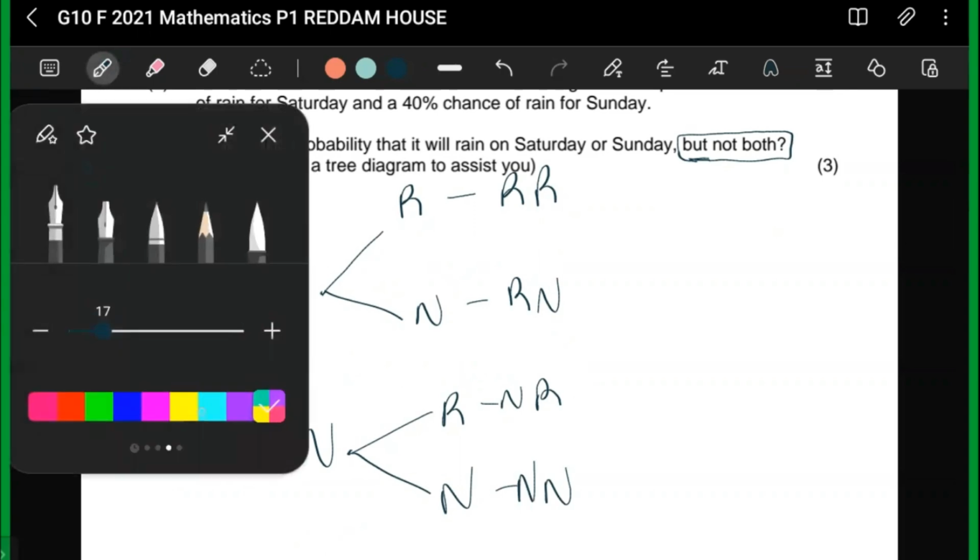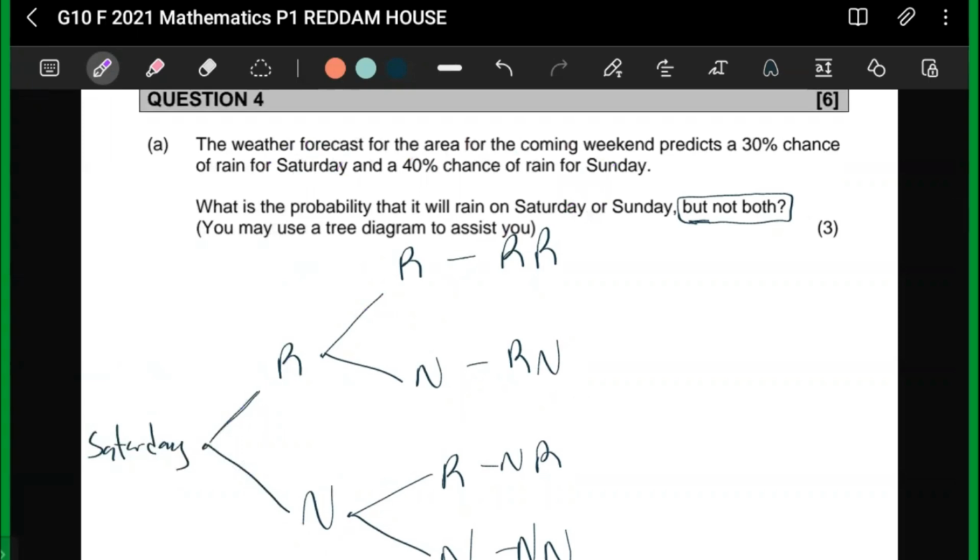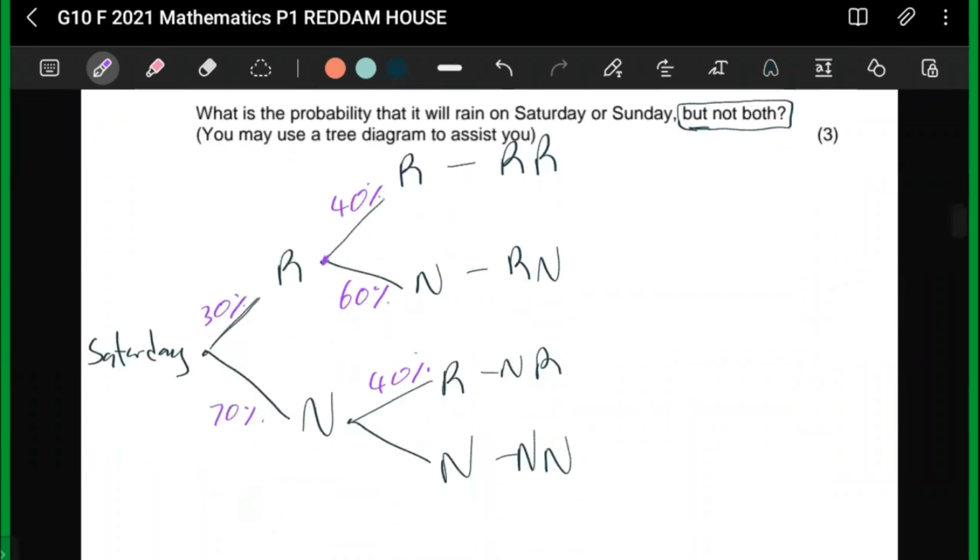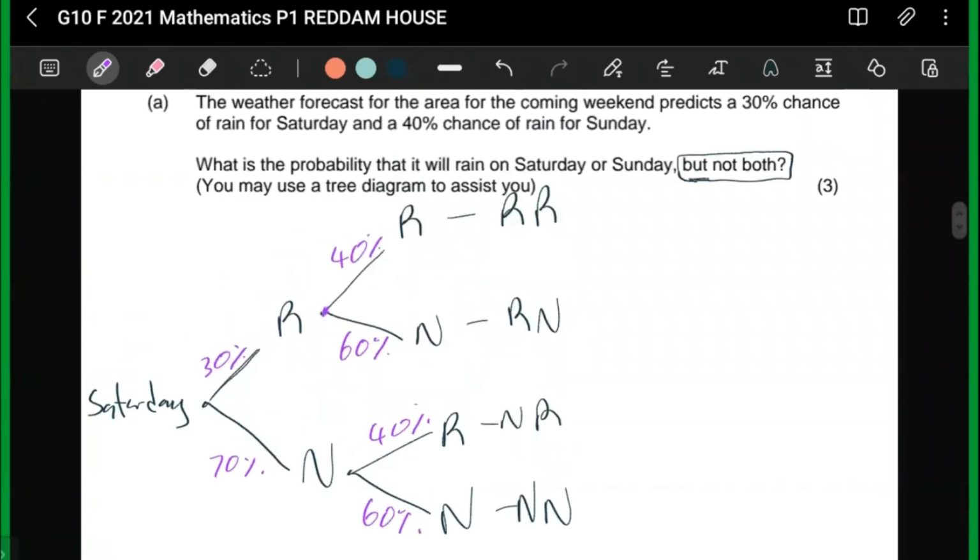The idea is your probabilities now. The weather forecast predicts that there's a 30% chance of rain on Saturday. So raining on Saturday, there's a 30% chance, meaning not raining, there's a 70% chance. On the Sunday, there's a 40% chance it will rain, so raining, there's 40%, meaning not raining, there's a 60% chance. Same here, raining, there's a 40% chance for the Sunday, or 60% not raining. So what you need to do is your outcomes here will always be equal to your probabilities multiplied by each other. So for example, raining and raining is the 40% times the 30%. And then you do the same for all the others here. Not raining and then raining. These are your different probabilities, and here, not raining multiplied by raining.